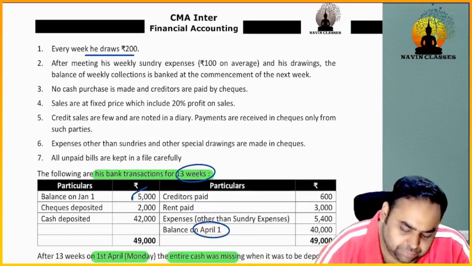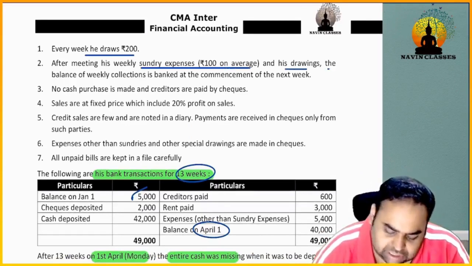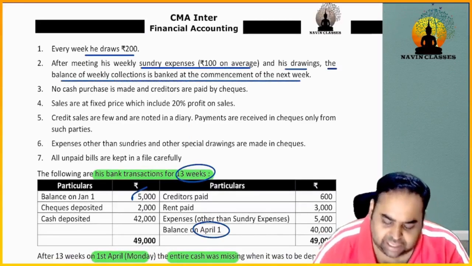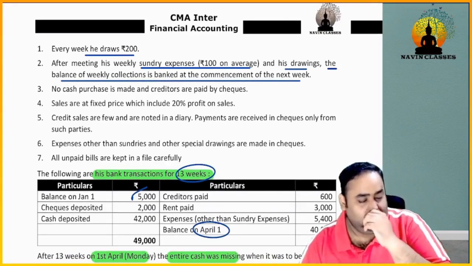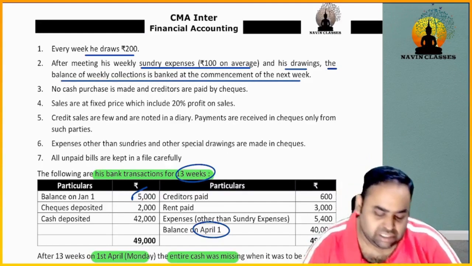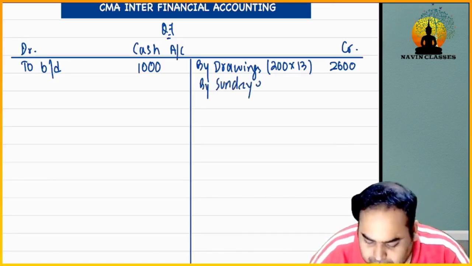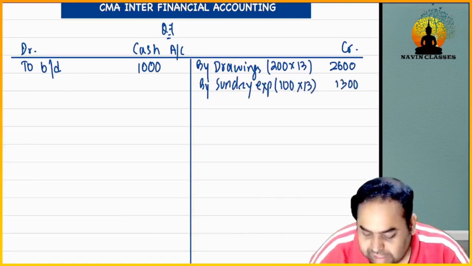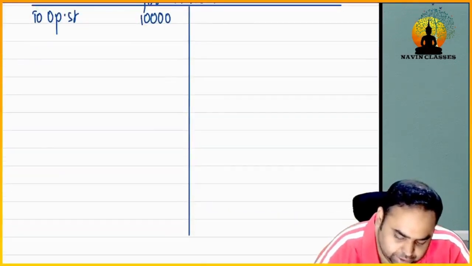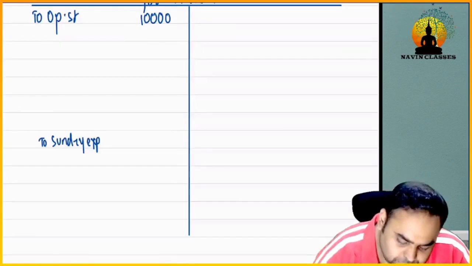Next, after meeting his weekly sundry expenses, rupees 100 on an average, and his drawings, the balance of weekly collections is banked at the commencement of the next week. From the cash collection he receives every week, he first incurs sundry expenses of 100 rupees. So, by sundry expenses, 100 rupees per week, 100 into 13 weeks. This sundry expense will be recorded in the P&L. Here it's to sundry expenses. Sundry expenses is how much? 100 into 13, so 1,300.